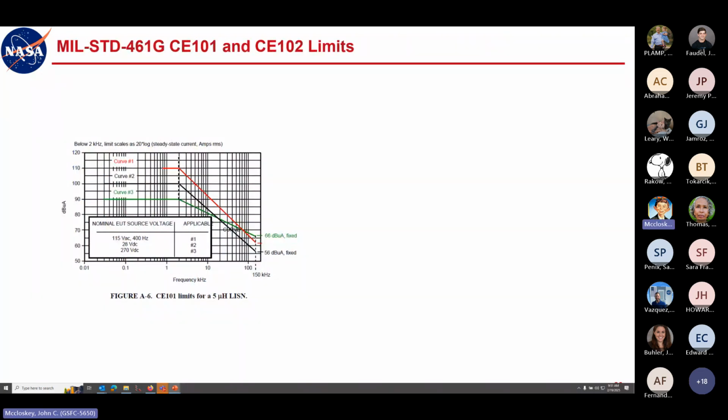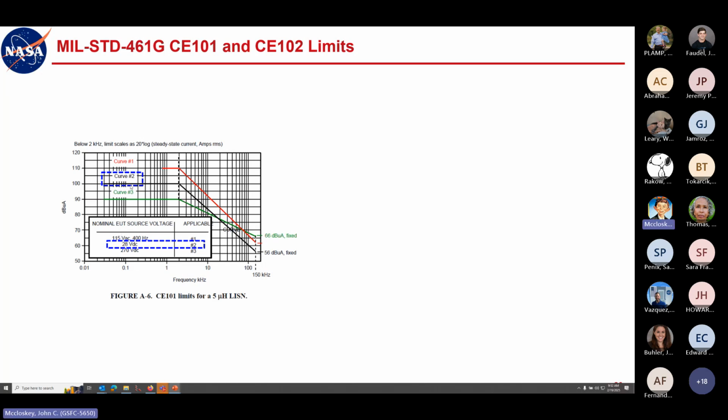So if you look in the appendix of Mil Standard 461, it goes through some alternate ways of doing things with a 5 microhenry LISN as opposed to the default 50 microhenry. It gives you this graph showing a set of curves, and we're generally using curve number 2 for a 28-volt DC bus. Because here again, it's a Mil standard, so it includes 115 volt AC, 400 hertz here too. So it's dealing with 400 hertz and 60 hertz power distribution.